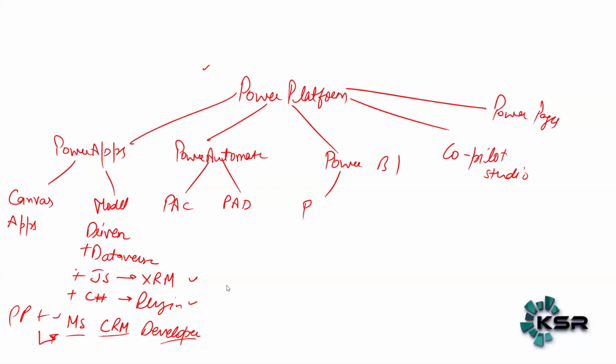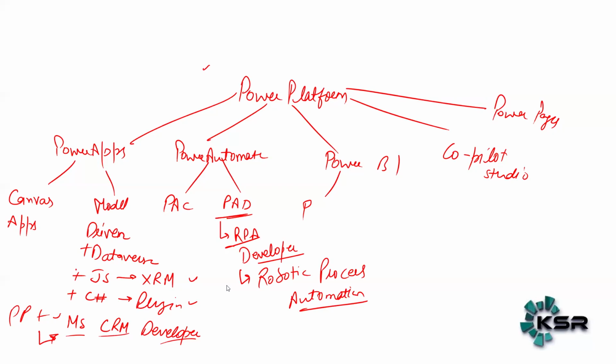Now if you know only Power Automate Desktop, then you can go to RPA developer. How many of you know about RPA developer? Yes, sir. RPA is Robotic Process Automation. Yeah. So basically, previously Power Automate Desktop was not that mature, but now if you go to the website and check, it has become the leader.